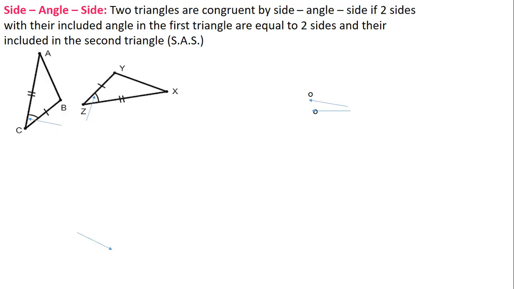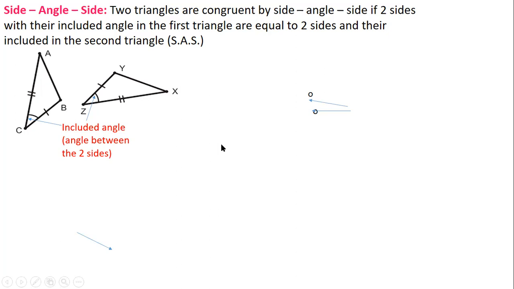Let me tell you, what do we mean by included angle? As you can see, we have a triangle ABC. We have BC marked and CA marked. The included angle is the angle between the two sides. This is the included angle. In triangle YZX, between side YZ and side ZX, the included angle is YZX. So these are the included angles in the two triangles. It's an angle between two sides.